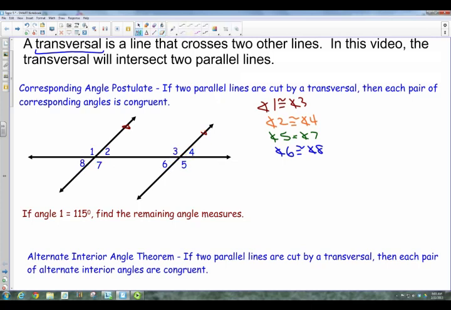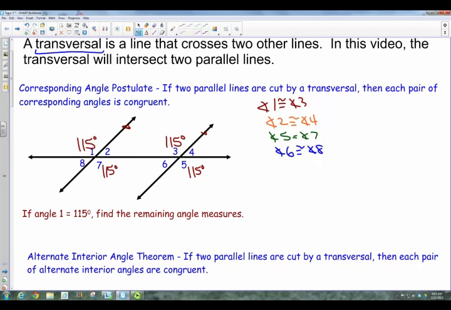Okay, so to see what type of problem they could give you, it's something like this. Angle 1 is 115 degrees. We want to find every other angle. Because of corresponding angles, angle 3 has to be 115 degrees. Now, where can we go from here? Look at 1 and 7. What do you notice about those? They're vertical, and in the last video we saw vertical angles are congruent. So that has to be 115. That means angle 5, either because of vertical angles or corresponding angles, also is 115.